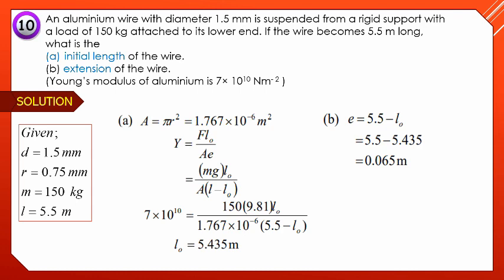To calculate the initial length, we will use the Young modulus equation, which is equal to F L naught over AE. When we substitute, we get L naught is equal to 5.435 meter. To calculate the extension of the wire, extension is equal to final length minus initial length. When we substitute the initial length, we get that the extension of the wire is equal to 0.065 meter.